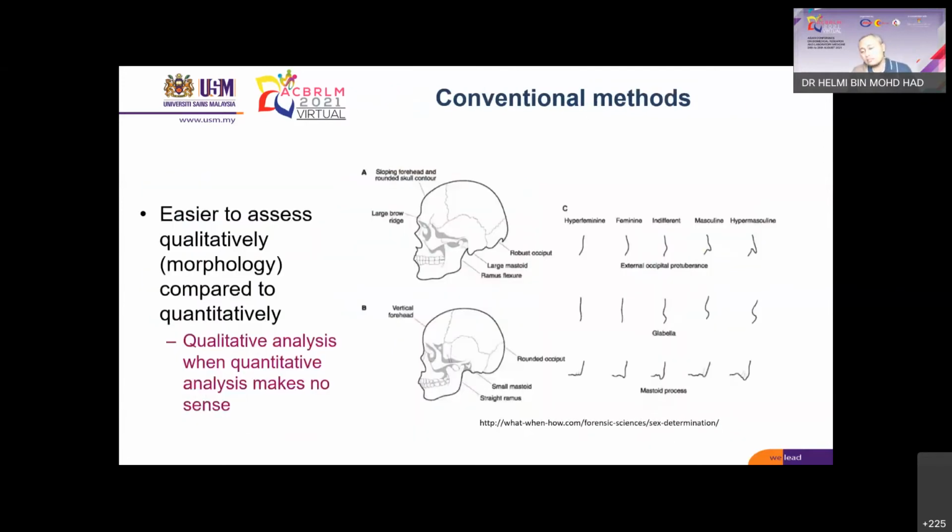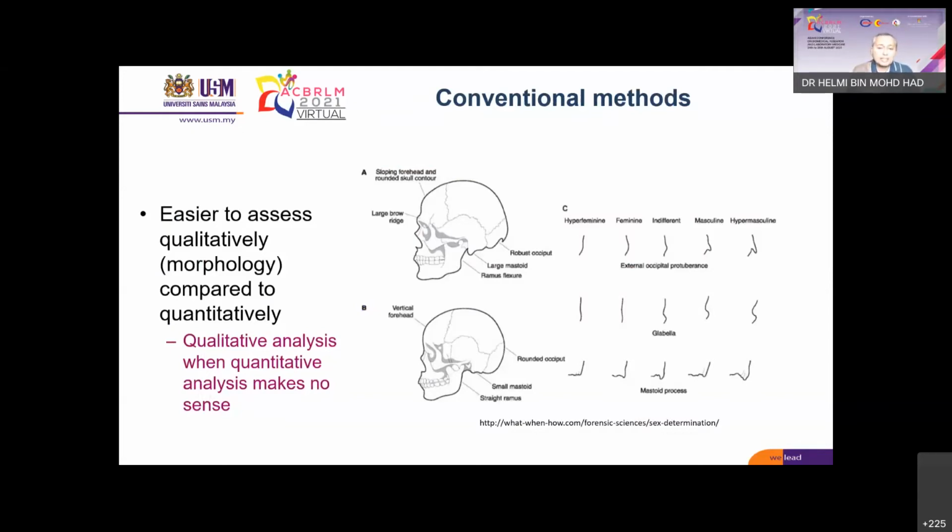So for conventional methods, aside from measuring with your tools, we can also use qualitative analysis. Qualitative analysis is very easy compared to quantitative, because qualitative is morphology based. And when it is based on morphology, we can tell things easier just by looking at it compared to by measuring it.